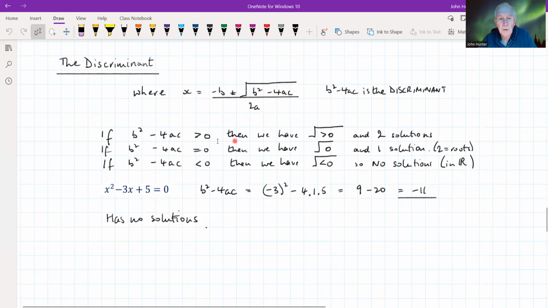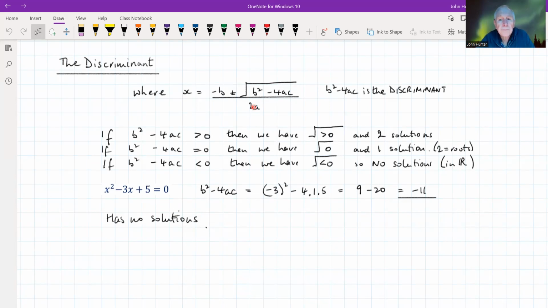Now, we've seen in the examples that we've done that when it's positive, when it's greater than zero, then this is going to involve taking the square root of something. And because we've got a plus or minus, we're going to end up with two solutions. So that's the main case that we've been looking at. But if b squared minus 4ac equals zero, then what we're looking for is the square root of zero. This term just drops out because the square root of zero is zero. And we've just got minus b over 2a. So there is only one solution. We might say there are two roots that coincide, that are the same. You might see that terminology, but in terms of quadratic equations, it just gives us one solution.